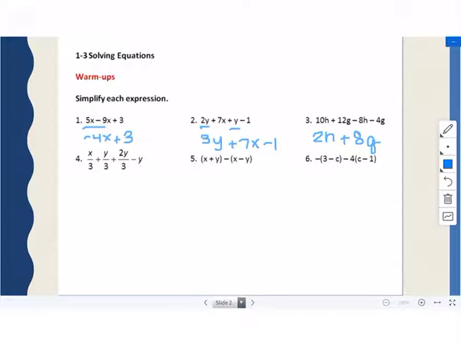In example 4, you have x thirds plus y thirds plus 2y thirds minus y. So we'll combine like terms. So y thirds and 2 thirds becomes x thirds plus y minus y, because 1/3 plus 2/3 is 1. But a positive y and a negative y cancel, and we get x thirds.